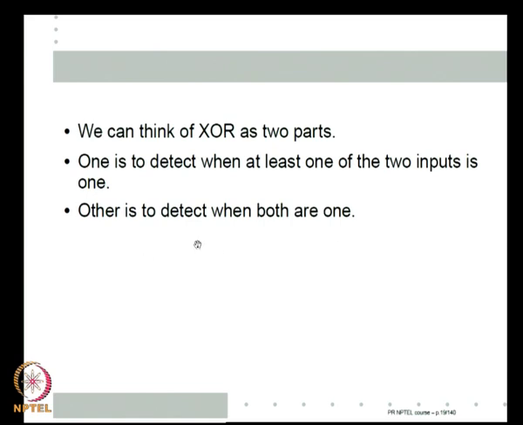Similarly, detecting both are 1 is an AND function. Once again, if I take the 4 corners of a square, one corner is in one class and 3 corners are in the other class. This is also linearly separable.